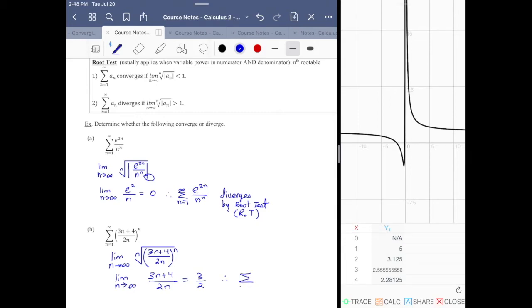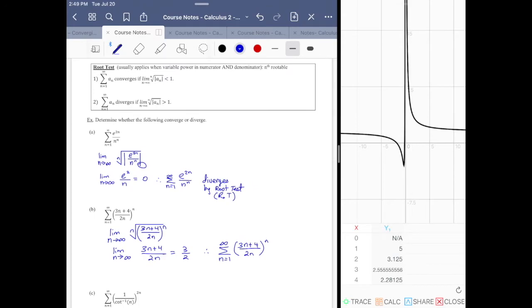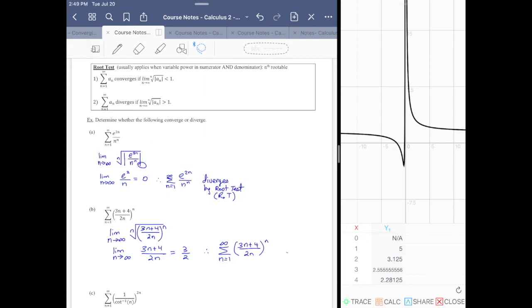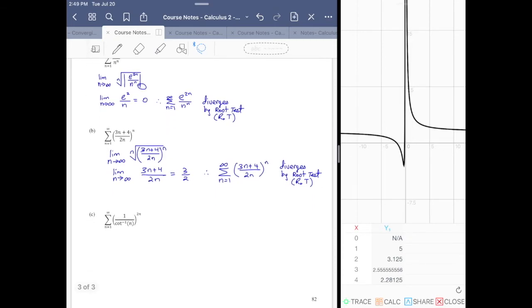And so the sum from n equals 1 to infinity of 3 to the n plus 4 over 2n to the nth is bigger than 1, so it diverges by the root test. And again, for any limits, you just give me some sort of justification for it, whether it's a calculator approach or otherwise. For anybody using digital inking, there's nothing wrong with doing a quick screenshot of your graph and popping it into your work and submitting that also.